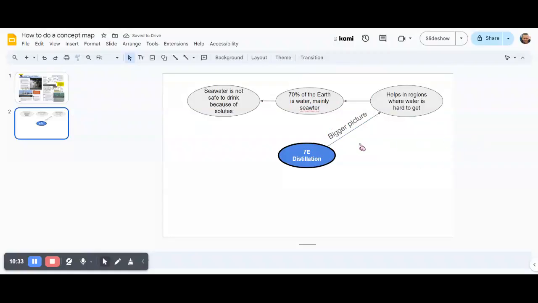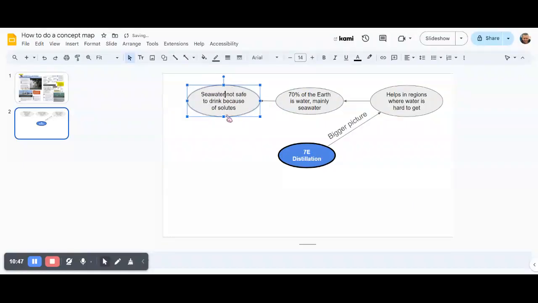At this stage I can look at the concept map and think, are there too many words? I can reduce it down a little bit. Seawater not safe to drink because of solutes. 70% of the Earth is water, mainly seawater. Helps in regions where water is hard to get.